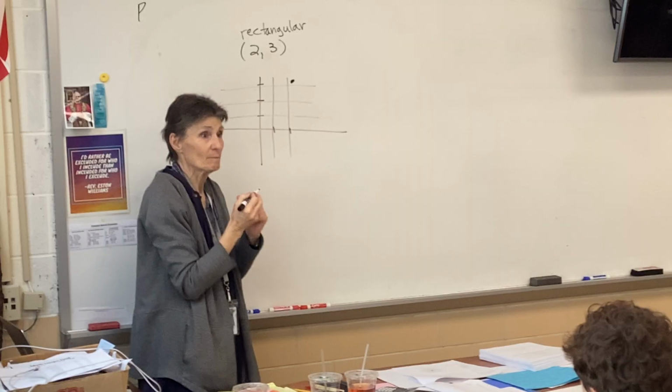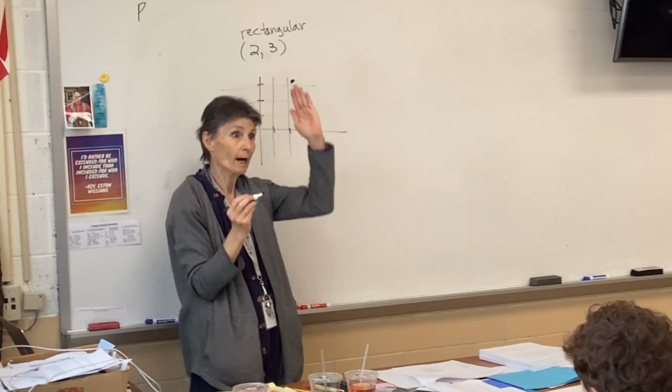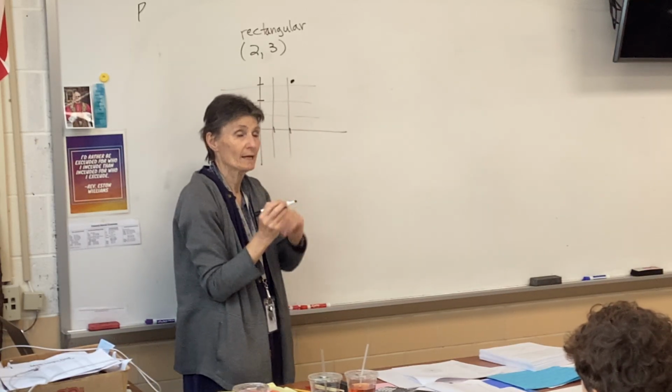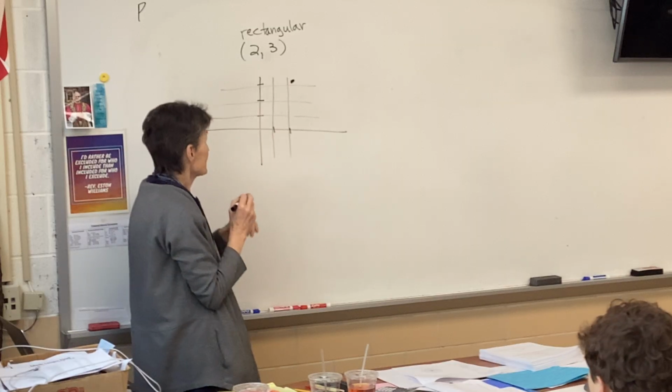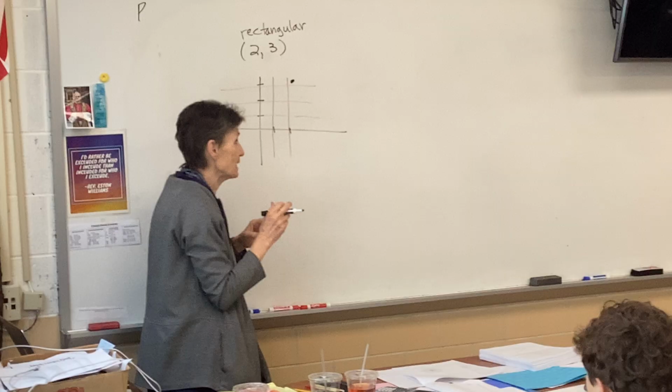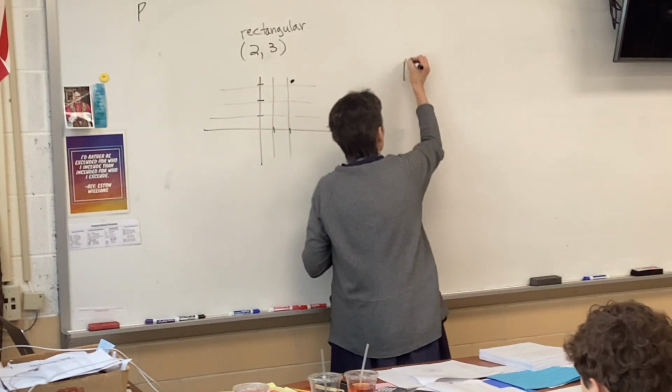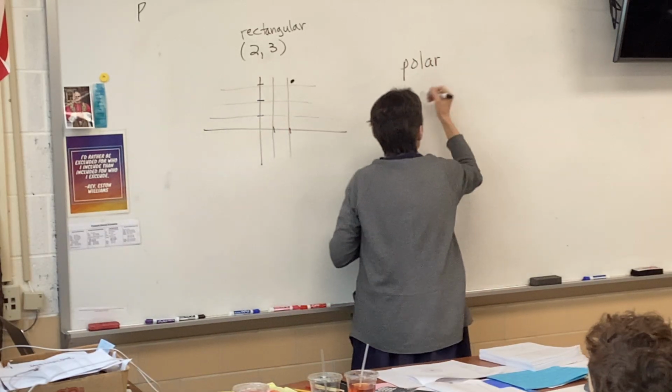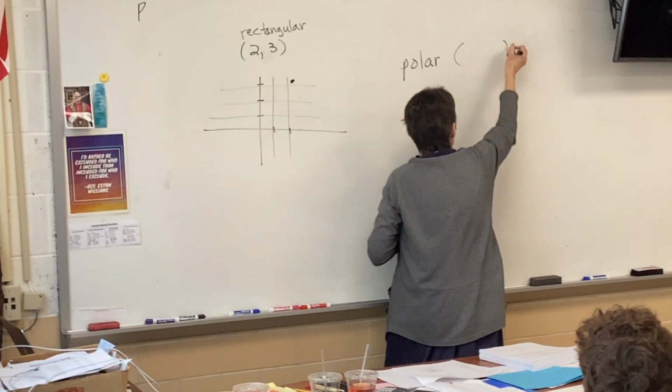Because the system is based on over and up, right? Horizontal and vertical. Today we're going to talk about a new way of graphing in a different kind of system, and it's called the polar system. So we're going to have polar coordinates.